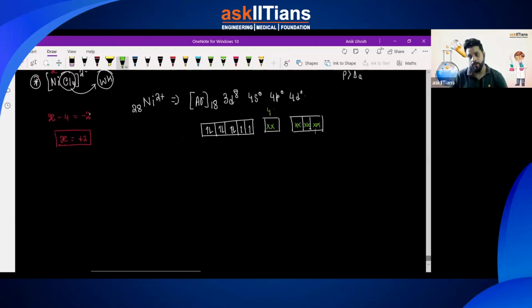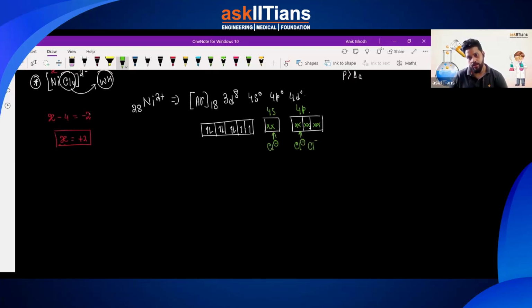This is your 4p orbital. So, guys, what is the hybridization coming then? This is Cl minus. This is also Cl minus. Correct? Coordinate covalent bonding. What is the hybridization coming, guys?